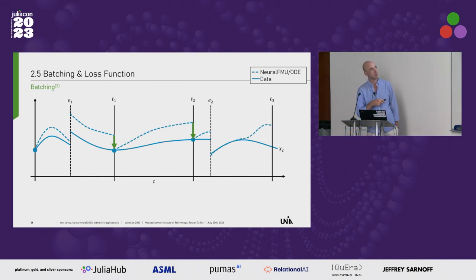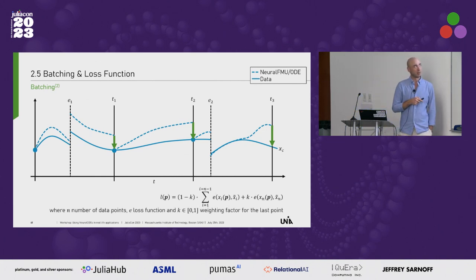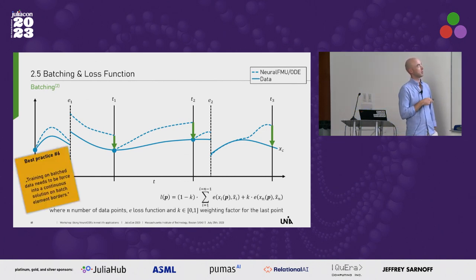And this is something very similar to the multiple shooting regularization in the DiffEqFlux examples. So this is another best practice. If we are using batching, so training on batch data, the solution needs to be forced to be continuous on the batch element borders, because this can become a real issue. You can have luck, and there are some deviations where sometimes we are too high, sometimes we are too low, and this compensates for each other. But in general, one should do something against it before it happens.